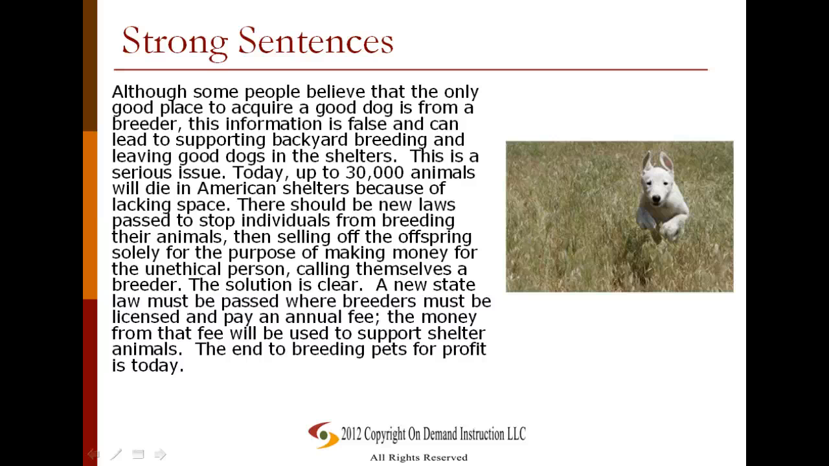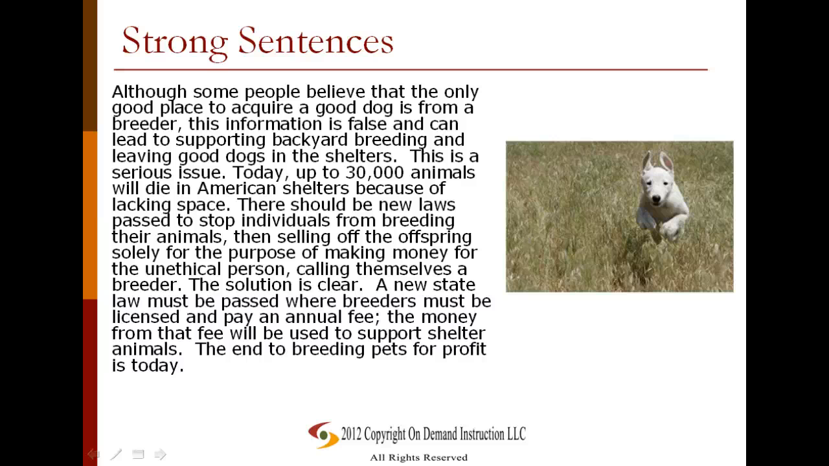Now take a look at this piece of writing right here. You'll notice that it starts off with a long sentence, right? That's almost 5 lines long there. And it's also a compound complex sentence. It's got a combination of different information in there. And then immediately afterwards, it's followed up by a short, simple sentence. That short, simple sentence is very powerful, following that very long sentence.